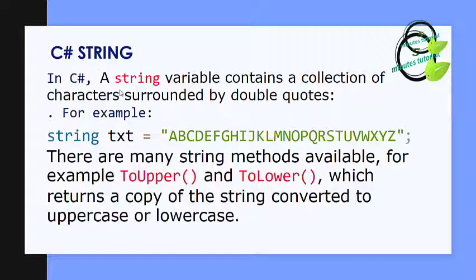Then string is a variable. Actually in C# a string is a variable that contains a collection of characters surrounded by double quotes. We can write anything in double quotes and it will be called a string. For example, here is an example of a string. There are many methods available in C#, like ToUpper and ToLower, and we can use them in our program. ToUpper will convert any string into uppercase, and ToLower will convert any string into lowercase.